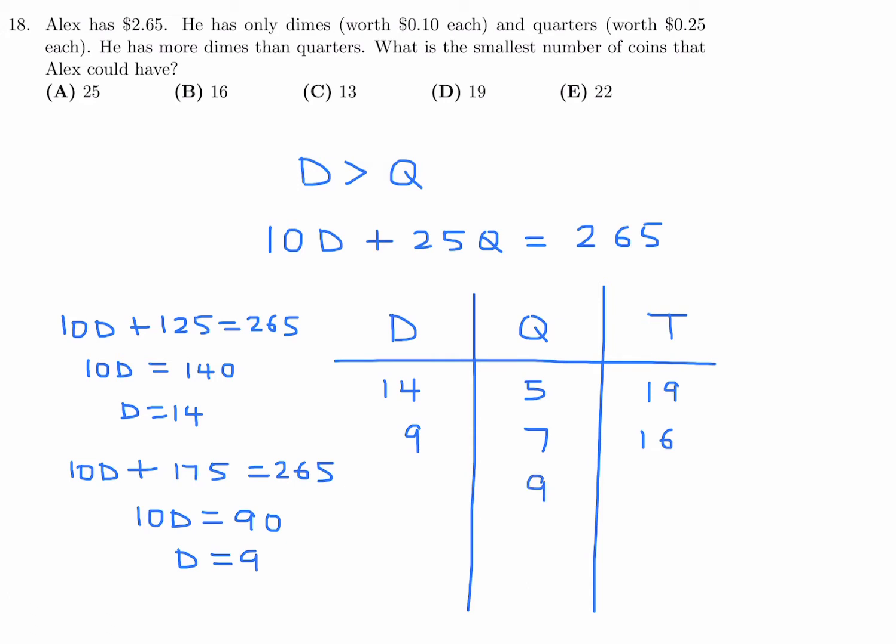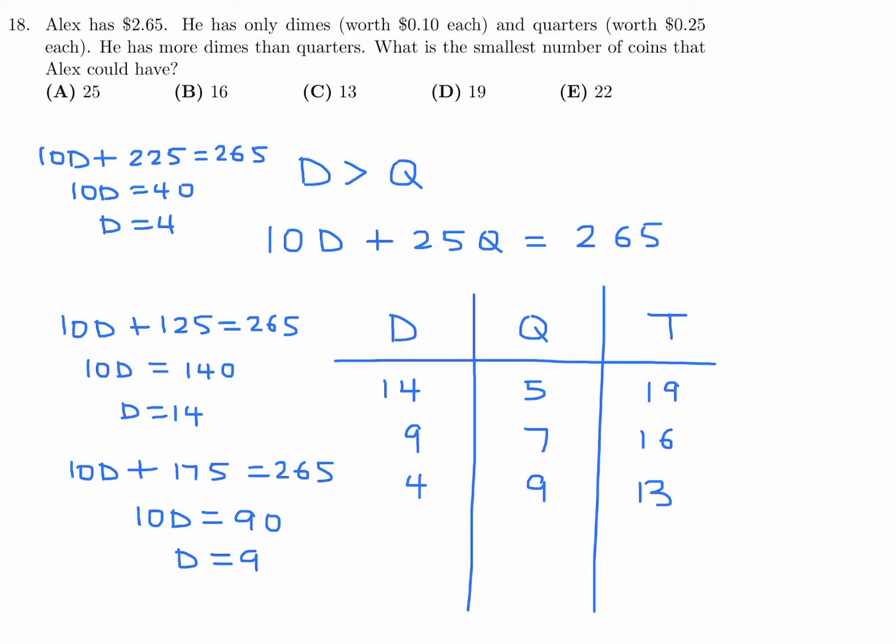So let's go up to 9 quarters. If I go up to 9 quarters, then it would be 10D plus 225 is equal to 265. So 10D is equal to 40, so D is equal to 4. All right, that gives me a total of 13.